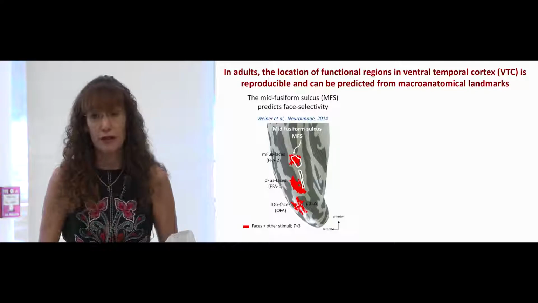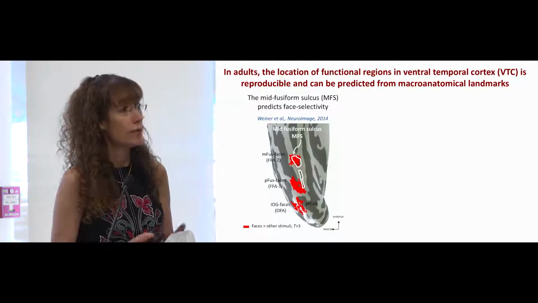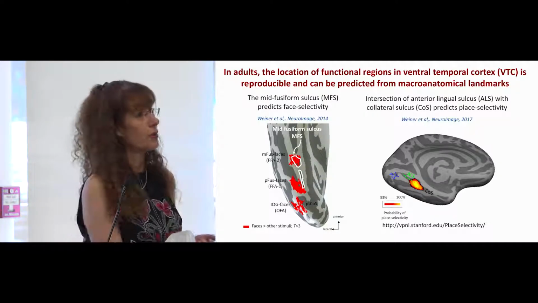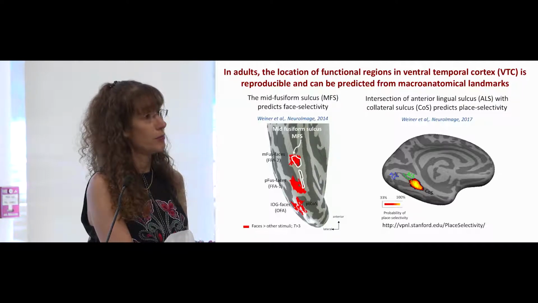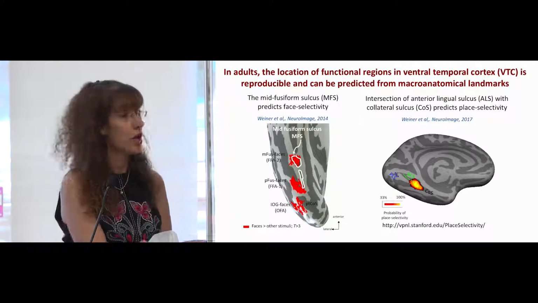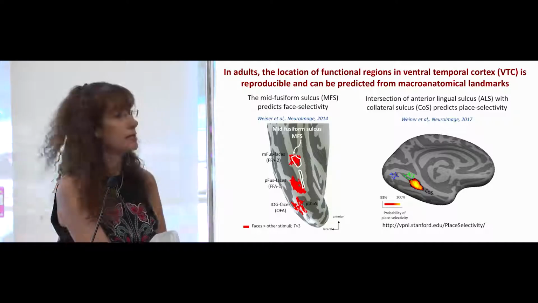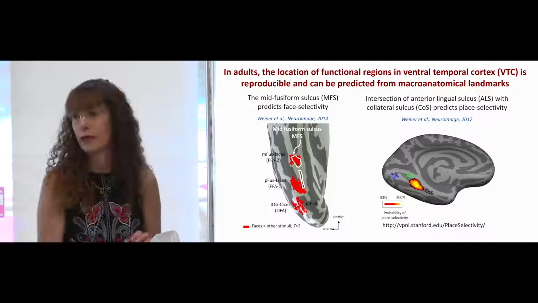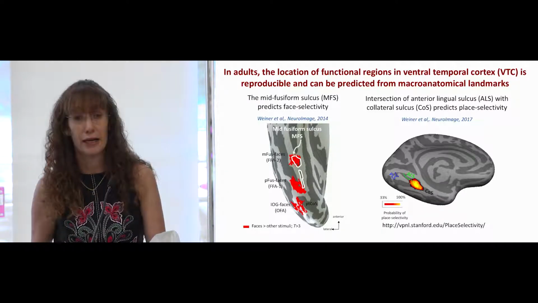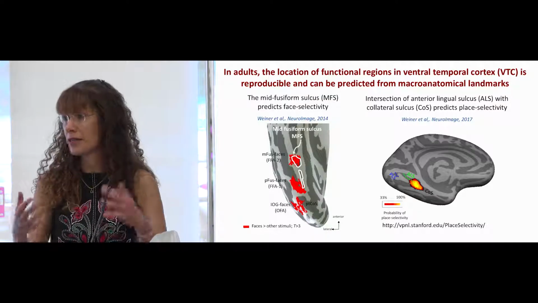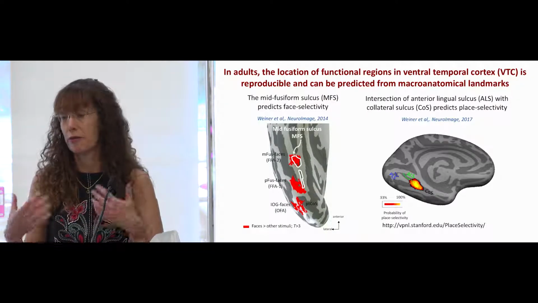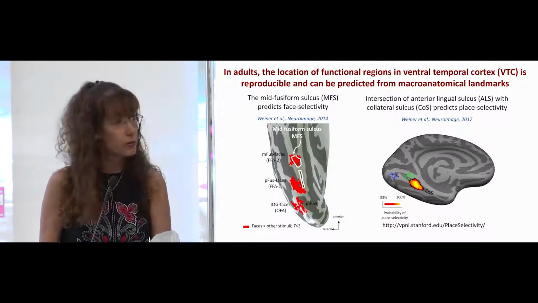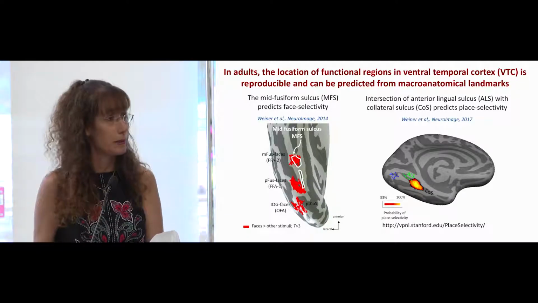A second thing that we found is that this is not only for face-selective regions, but anatomy or macroanatomical landmarks can predict other regions. For example, if you're interested in place-selective cortex, all you have to do is find the intersection between a sulcus within the lingual gyrus, called the ALS, or anterior lingual sulcus, and the collateral sulcus. If you find the intersection between these sulci, there's a high probability that you're going to land on place-selective voxels. So again, these macroanatomical landmarks can be identified in a postmortem preparation, and we can use them to make predictions about where face and place-selective cortex might be.